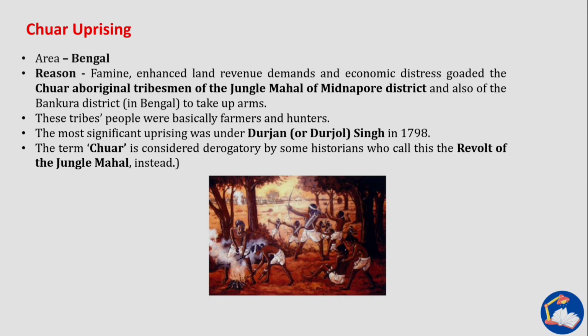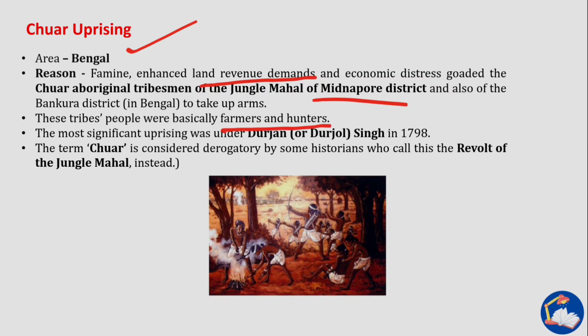Then we have the Chuar uprising. The Chuar uprising took place in the area of Bengal, and the reason is that at that time there were a lot of famines, that means droughts. And enhanced revenue demands, the same as one of the main reasons, and the economic distress drove the Chuar aboriginal tribesmen of the Jungle Mahal of Midnapur district and also of Bankura district to take up arms. These tribal people were basically farmers and hunters.